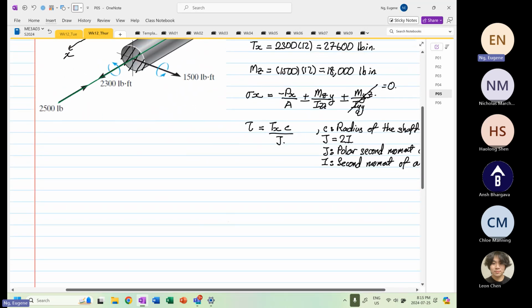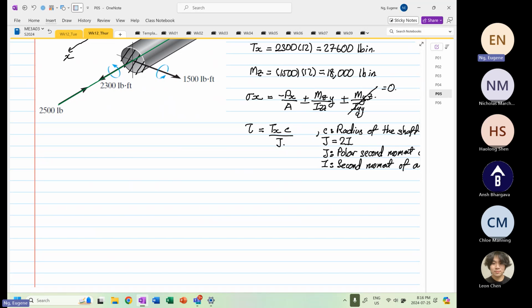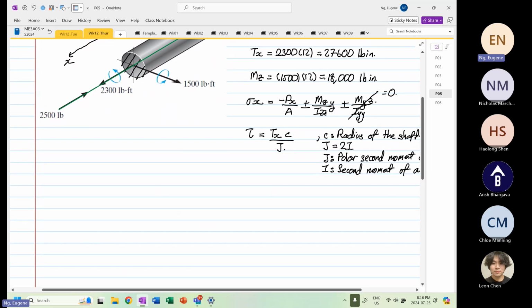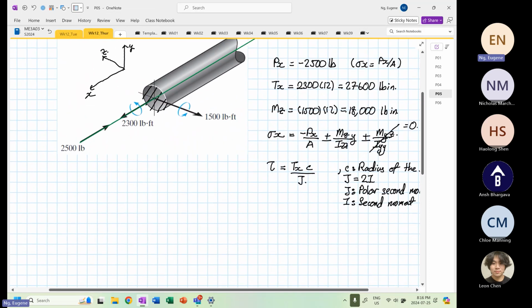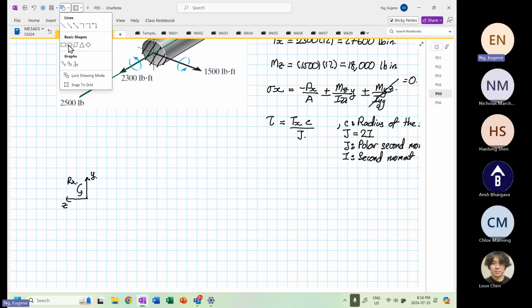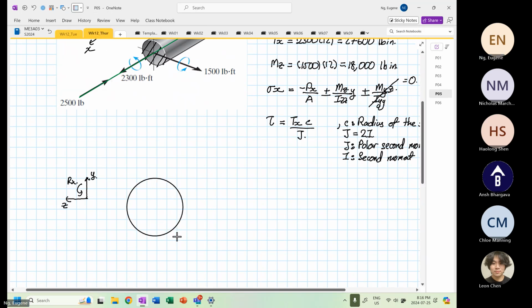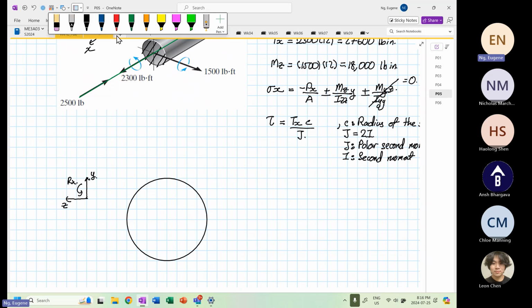Now, where is the location where maximum stress will occur? What I would like to do now is draw from the view. We are going to view this in the Y. This is Y, this is Z, this is our rotational X. And this is our shaft now. I'm going to draw a crosshair.